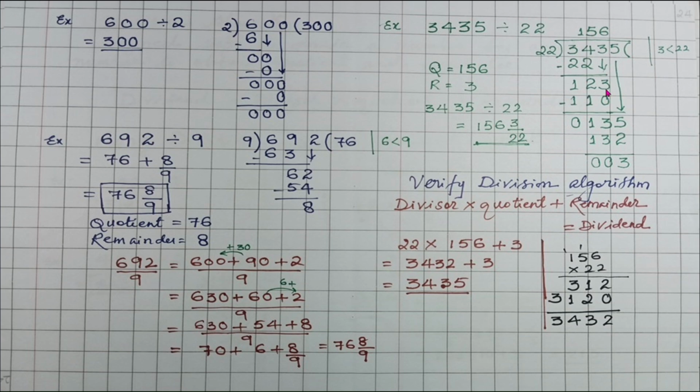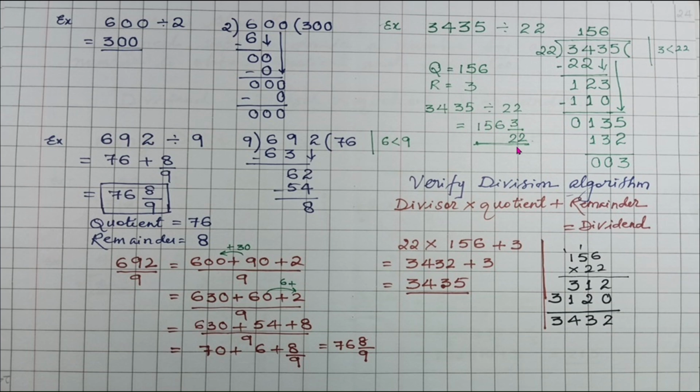So I have to multiply 22 into 5 is 110, subtract it, we get 13, bring 5 down, again 22 into 6 is 132, 135 minus 132 is 3, the remainder is 3. So we have the quotient as 156 and the remainder as 3. Therefore the division of 3435 by 22 becomes 156, that is the quotient, 3 is the remainder, or it is 156 3 divided by 22.